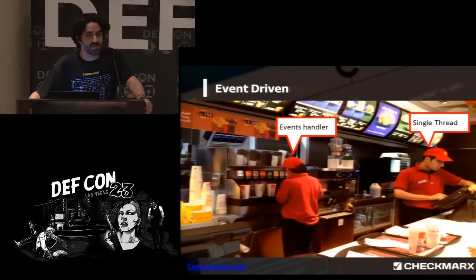Just to make this a bit clearer, this is kind of an analogy to Node.js. You have the single thread who's the cashier here. He's getting the orders from the crowd, from the queue. And then you have the event handler who's constantly doing the tasks that he's getting from the single thread, the event loop.